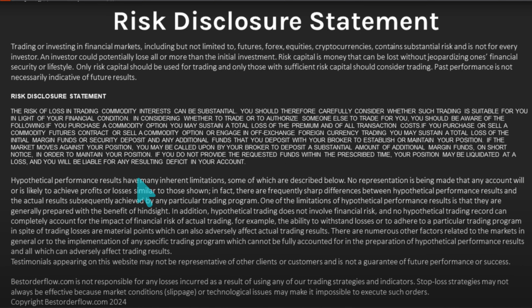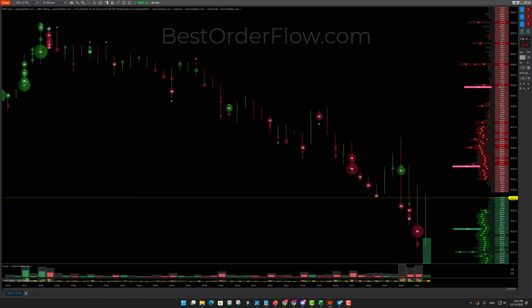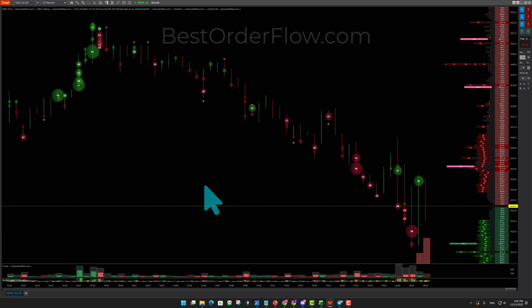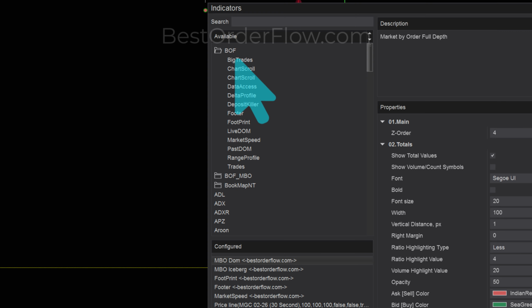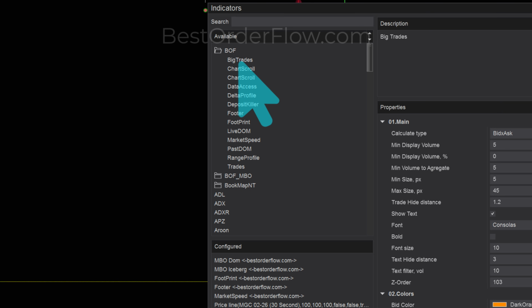What kind of big trades? There are three types of big trades. You see, now this is the market delta bubbles. It's at the very top. Okay, here we go. This is the big trades, right?